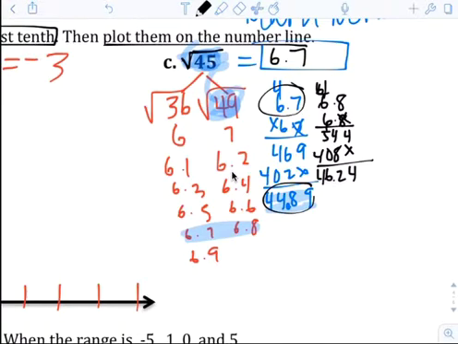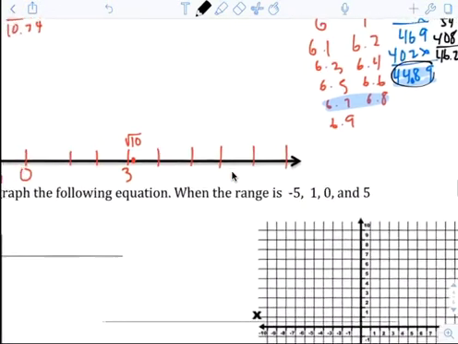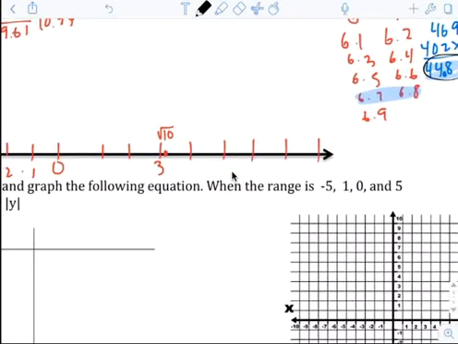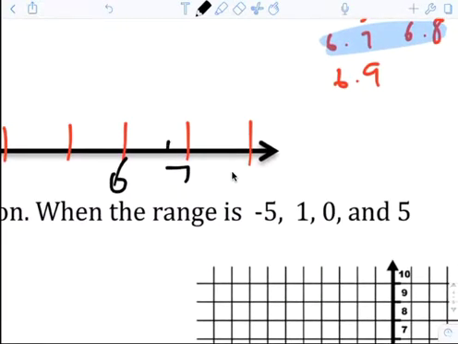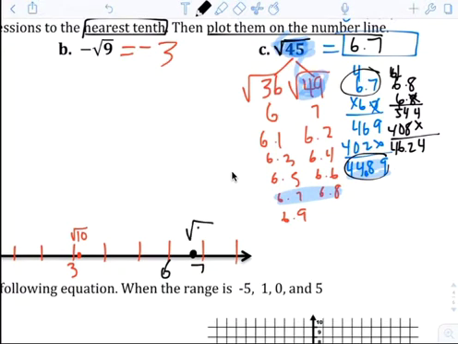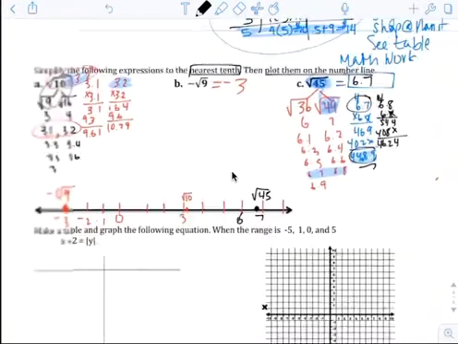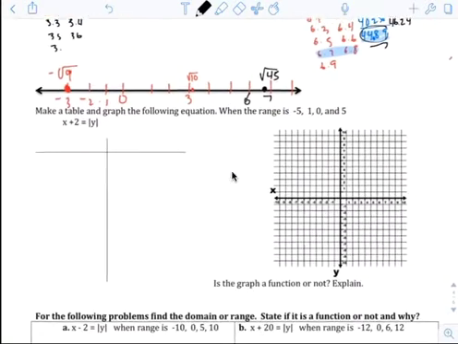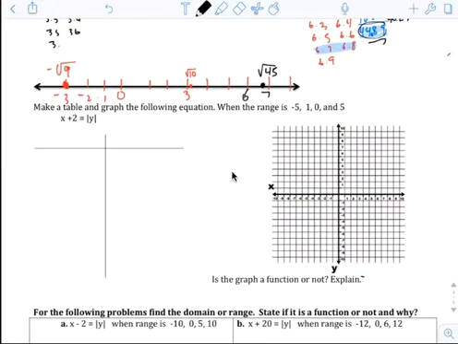Okay? 6.7, here's 3, 4, 5, 6. Here's 7. 6.7 is closer to 7, so we'll put it here. That is the square root of 45. Okay, we got our 3 points. Graph. Oh gosh, this will be on there. Definitely on there, okay? 100%.